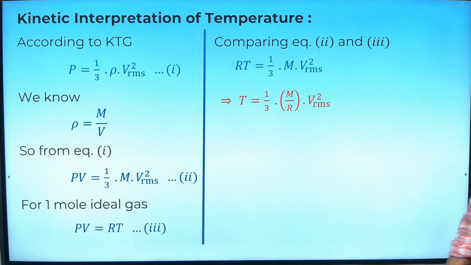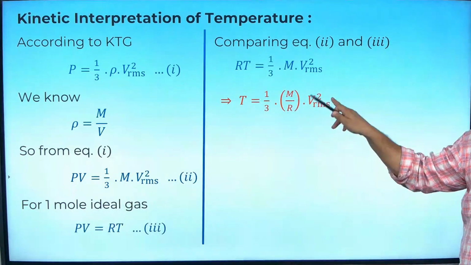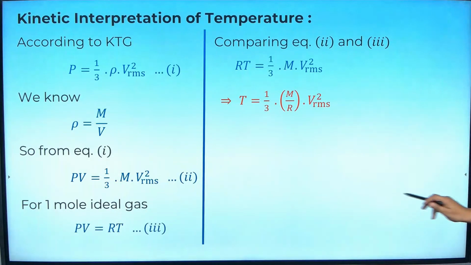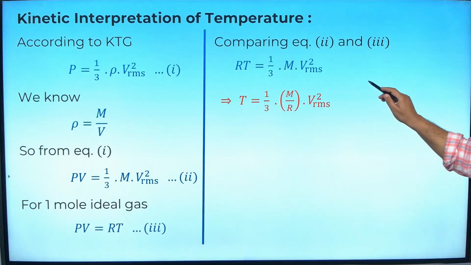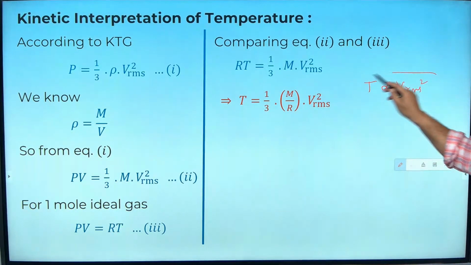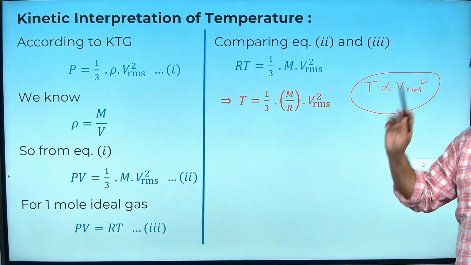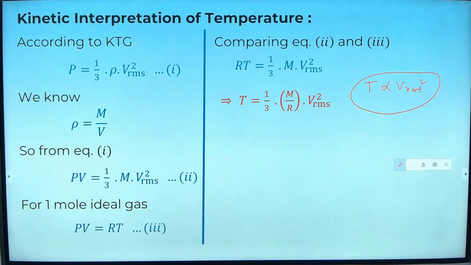And then from here, I can write that temperature is equal to 1 by 3 m by R, times V RMS square. This relation is again very, very important for competitive examinations. Remember that temperature is proportional to V RMS square, because m of the gas is constant, R is a gas constant, and 1 by 3 is a constant. So if temperature is changed double, 4 times, like that questions will come. Remember the relationship between temperature and V RMS is proportional to V RMS square.